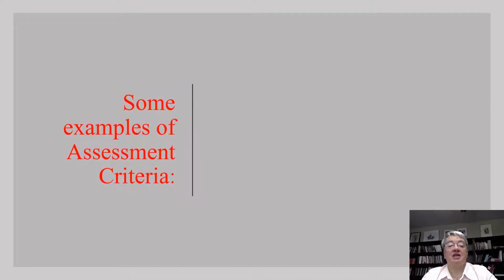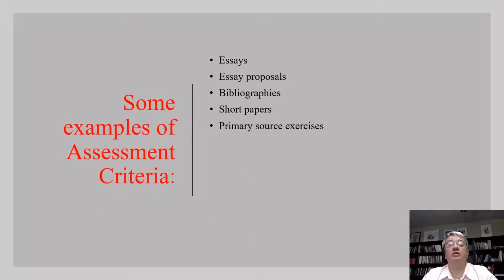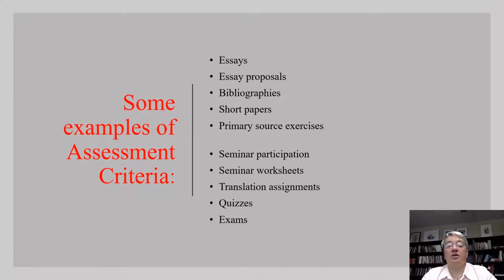Some examples of the assessment criteria that you'll find on a course outline, on a syllabus, include essays or essay proposals, bibliographies for essays, short papers, primary source exercises. We'll talk about primary sources later in the term as well. Seminar participation marks, seminar worksheets, translation assignments in language courses, quizzes, which could happen anywhere and anytime, or exams, which are a major feature of university.